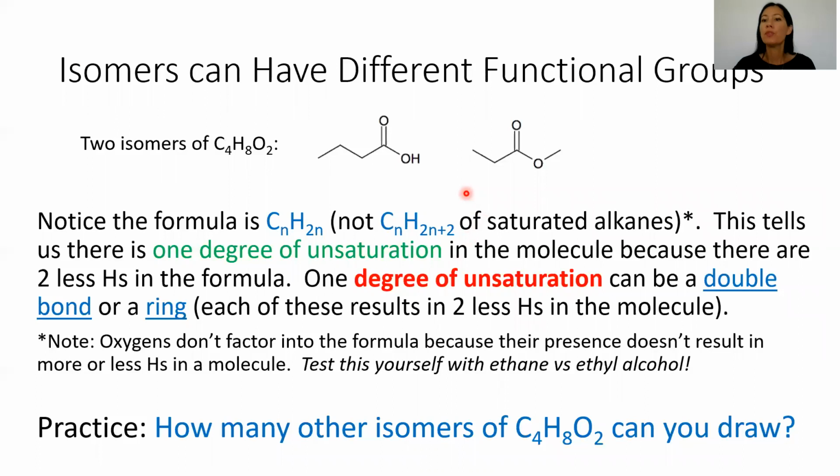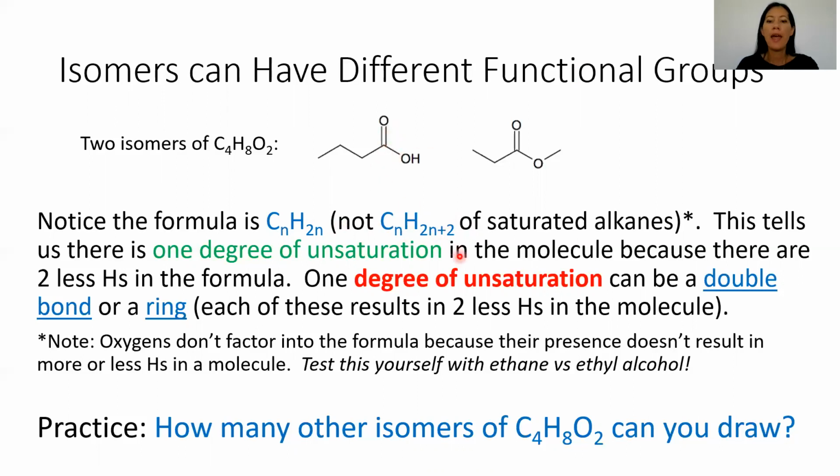Isomers can result in different functional groups. So here are 2 isomers of C4H8O2. One has a carboxylic acid, the other is an ester. So here I could have taken this methyl group and just put it on this O here to give this compound. Same molecular formula. Notice that this formula is not CnH2n+2. It's CnH2n. That should have told you that you have 2 fewer H's, meaning you have some sort of unsaturation in the molecule. So you have, in our case, a double bond here.